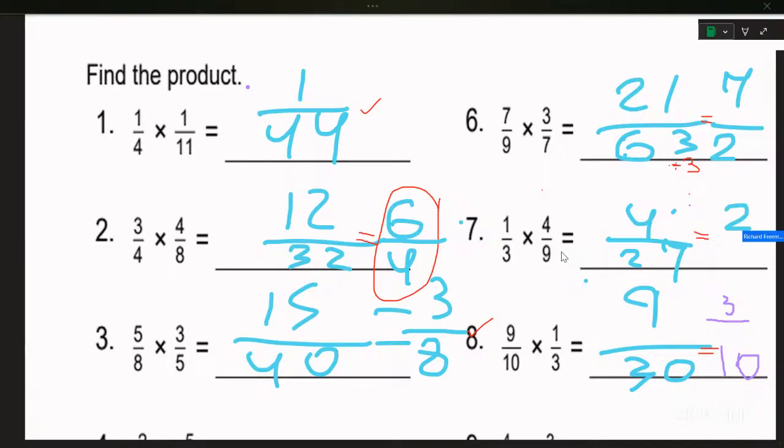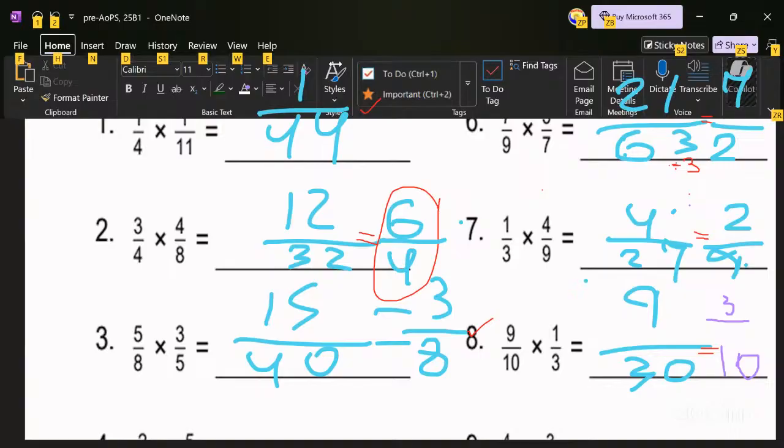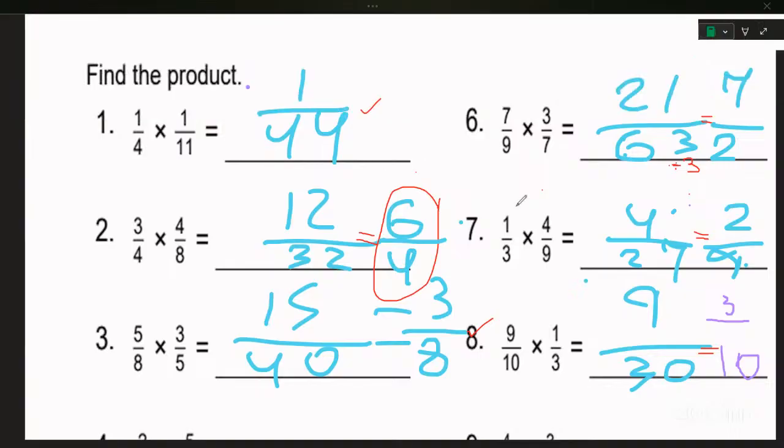Sir, how can the seventh one be simplified? Let me check. If we cannot further simplify, we have to copy the same answer. We have to leave it there. Yeah, here we need not. By mistake, I had written there an equal to sign.